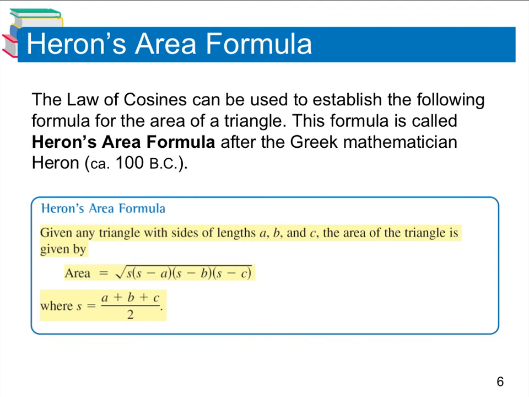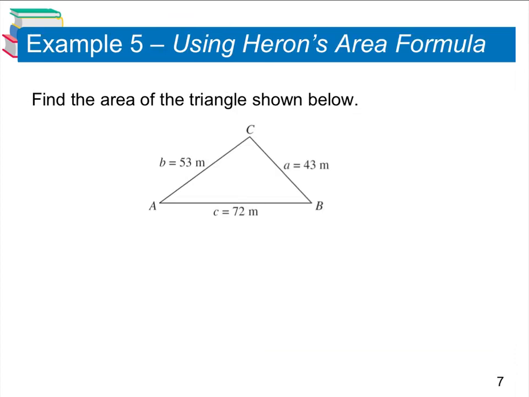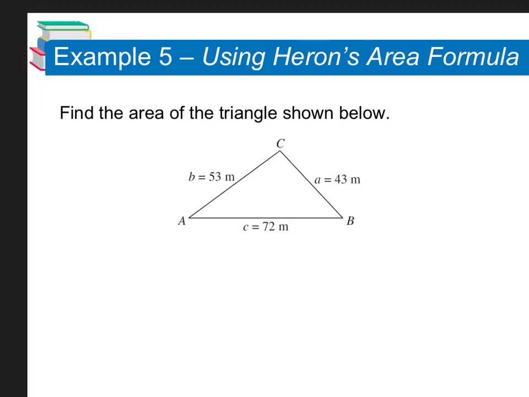Okay, so lastly we have Heron's area formula. We use this when we have all three sides and it asks for area. So first we need to find what our s is, and then we plug that s into our area formula, which is this one here. So we have two formulas here that help us find the area. Find the area of the triangle shown below. We have all three sides given, so we have to use Heron's formula.